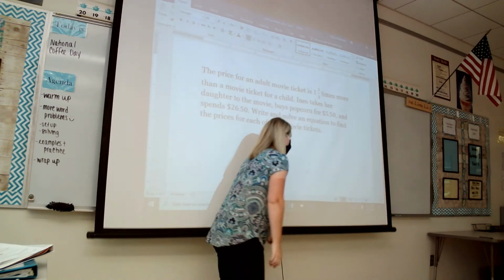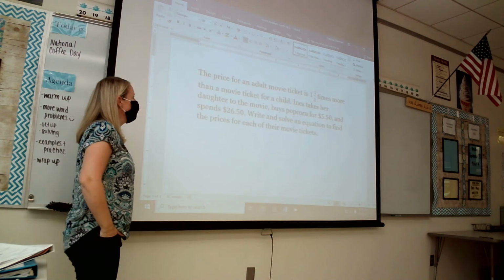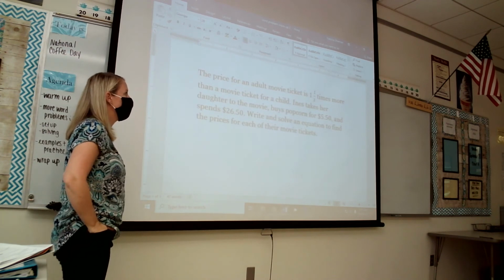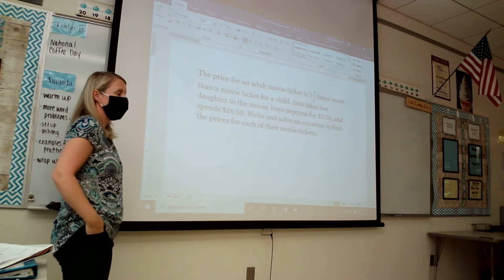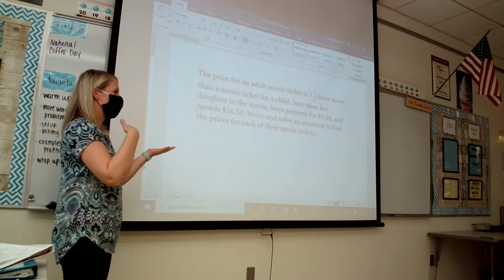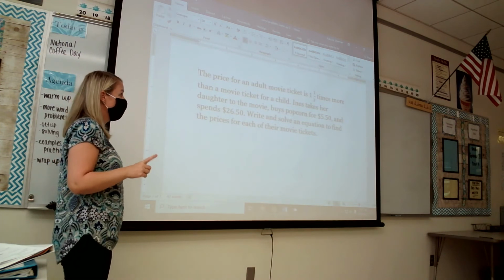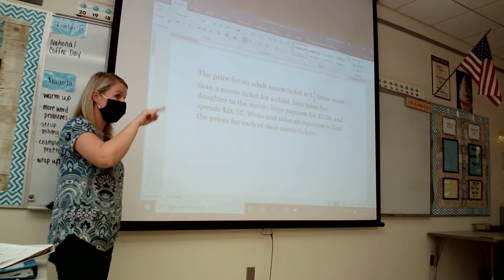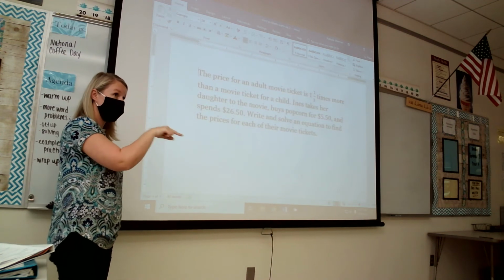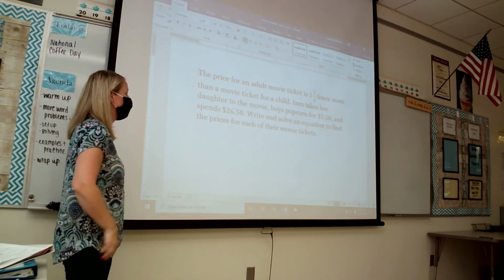But our main goal is, I want to read this, so let's read it together. The price for an adult movie ticket is 1 1/3 times more than a movie ticket for a child. So that makes sense. You have an adult price and a child price. The adult is more. So right now, I see that an adult is being compared to a child ticket. I would make a chart. Say adult, child, pick one as X. So that's the first thing I would do.